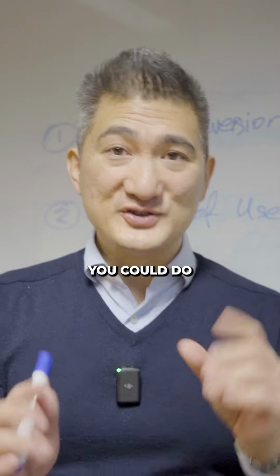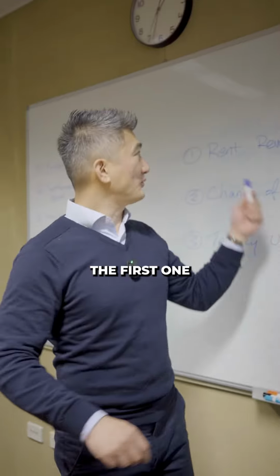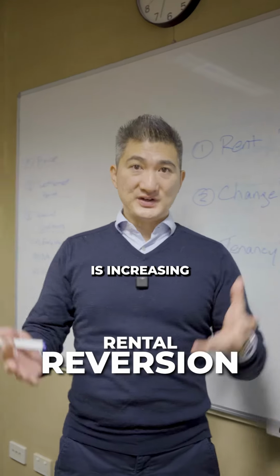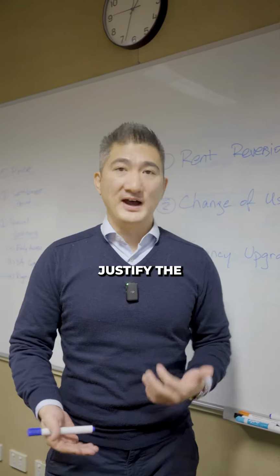Here are 3 things you can do to a commercial property to add value without major renovation. So the first one is a rental reversion. Basically, what that means is increasing the rent. Now, obviously, you can't just increase the rent whenever you want. You have to justify the rental increase.